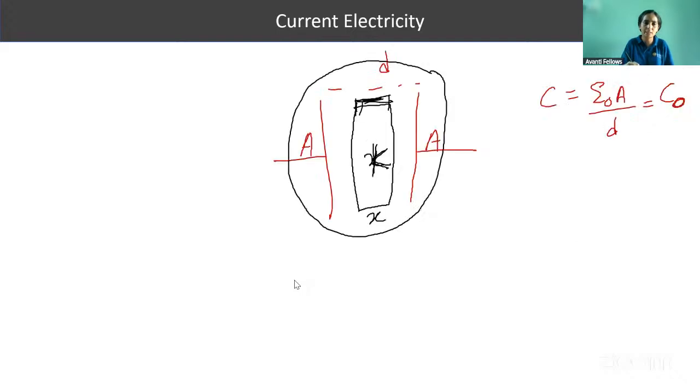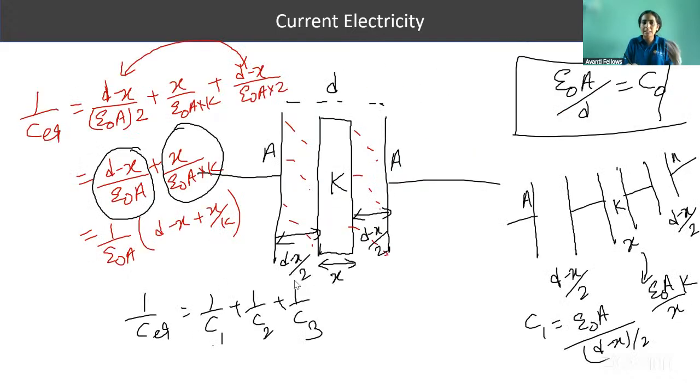Even if you add the three, you get the same thing, but there is no point in doing more calculations. Just look at the fact that both regions have vacuum, so add both widths together: D minus X by 2 plus D minus X by 2, that is D minus X, two capacitors in series. Done it? Anyone having any doubt in capacitors? If you want me to explain something more, you can let me know.